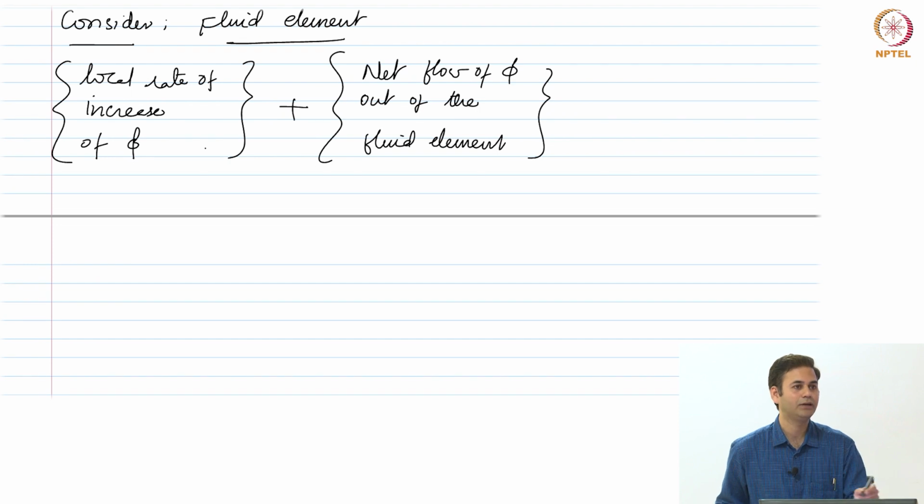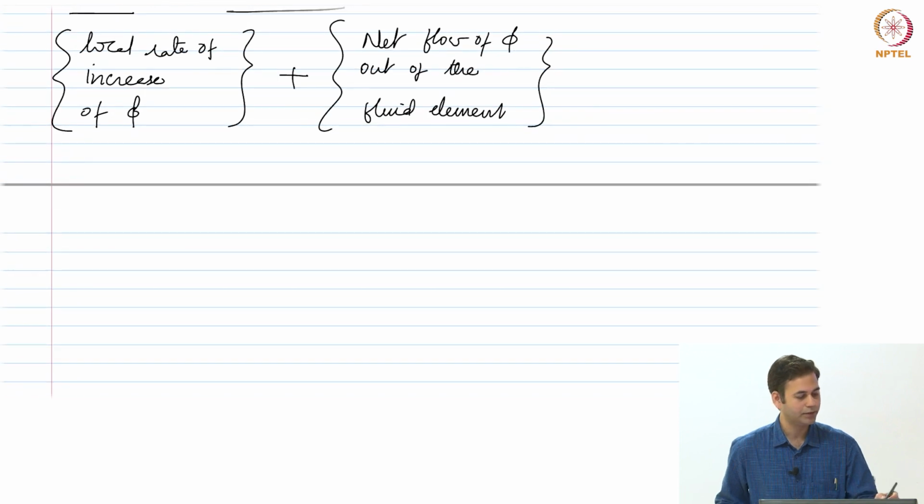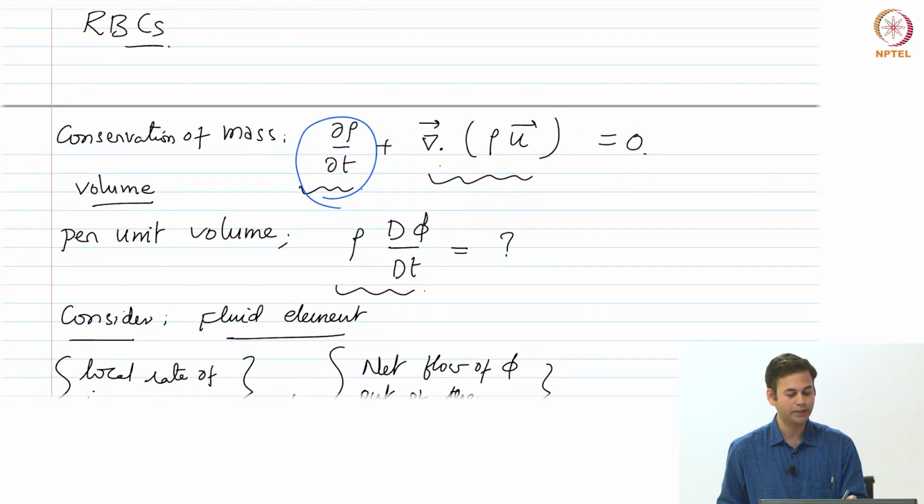So, this is certainly an Eulerian approach, as we discussed. Now, what will be this local rate of increase of phi per unit volume? That will be partial t of rho phi, because the instantaneous value of phi per unit volume inside the fluid element would be rho phi, and then the local rate of increase is this much, plus what would be the net flow out of the fluid element of phi? Remember what this quantity was? Del dot rho u bar was the net flow rate out of the fluid element.